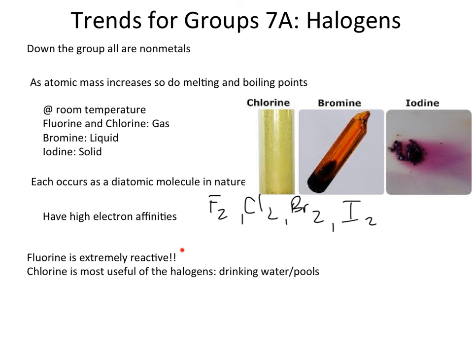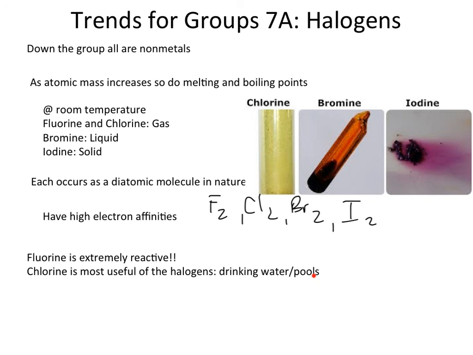It's used to stop the growth of bacteria and things like that, and life, in drinking water and pools. And so we use it as an additive to keep our waterways safe. Bromine and iodine are commonly used in chemistry. We use them as reagents or visualization aids. So they show up in different types of chemistry.